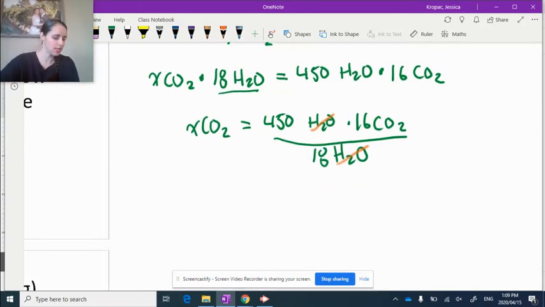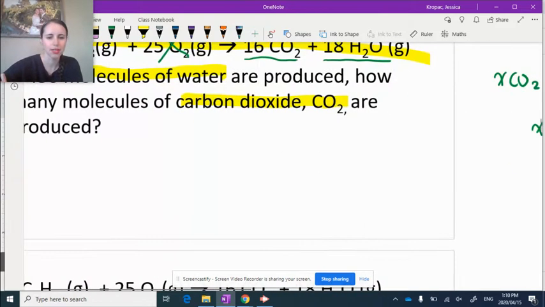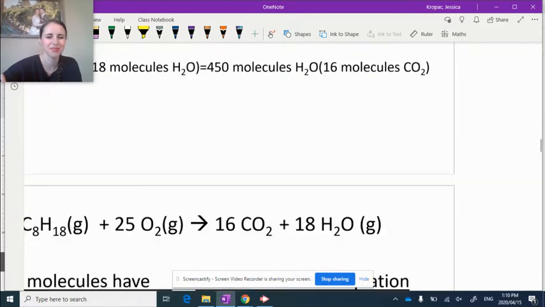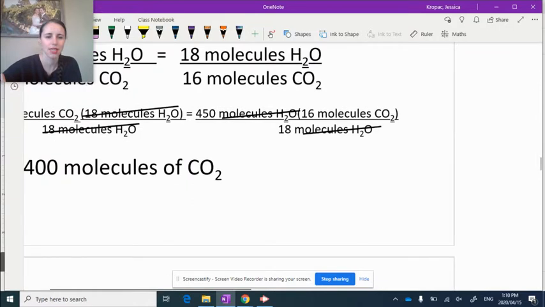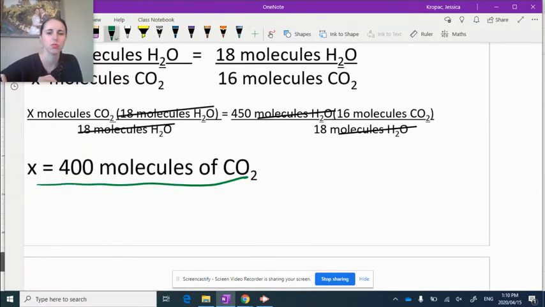Now all that I'm left with is a little bit of fancy math. All I have left to do is take 450, multiply it by 16, and divide it by 18. If I go through and do all that math, it's going to leave me with 400 molecules of CO2. So notice this is just a longer way that we set it up. We have our 450, we have our 16, we're dividing by 18. If I plug that whole thing into my calculator, I'm left with 400 molecules, and my unit in this case is CO2. So 400 molecules of CO2.